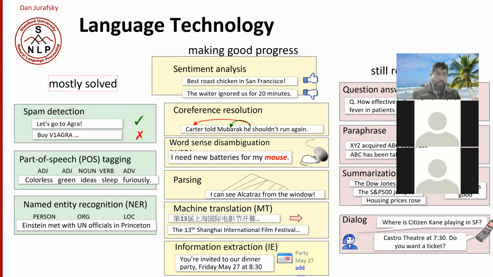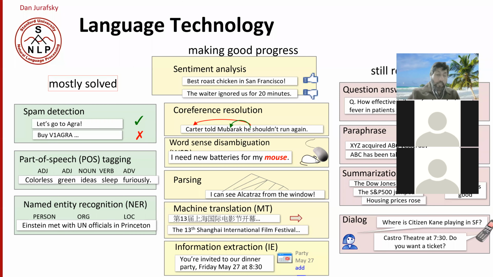So this slide basically gives you some tasks in NLP and their current state of solution. There are actually three columns. One column is mostly solved. The second one is where significant progress is being done. And the third one is where things are still quite hard. But I think this was prepared a few years back, so some of these things have evolved.